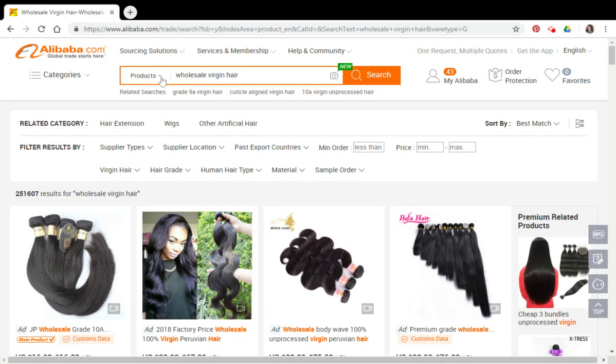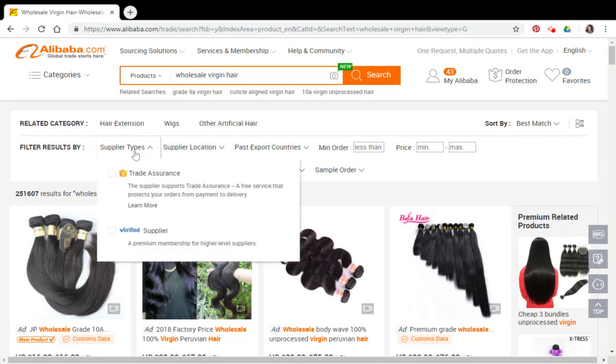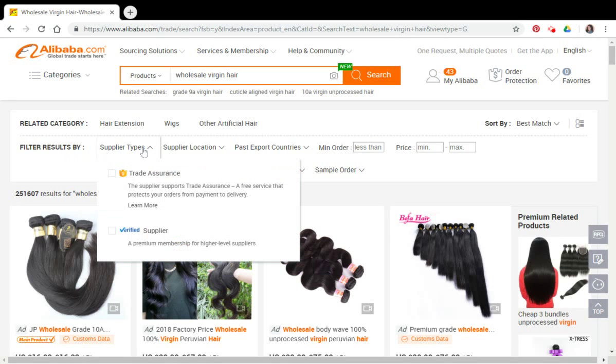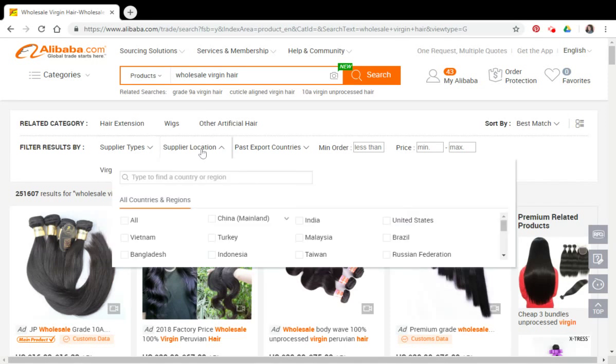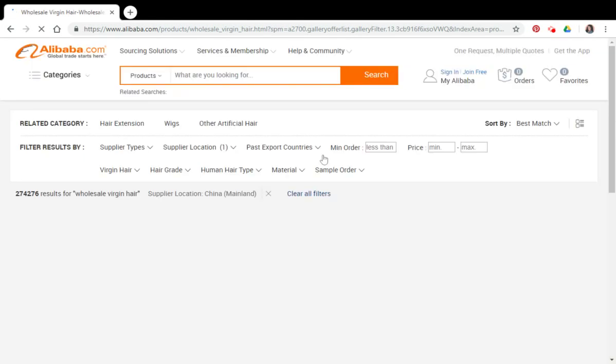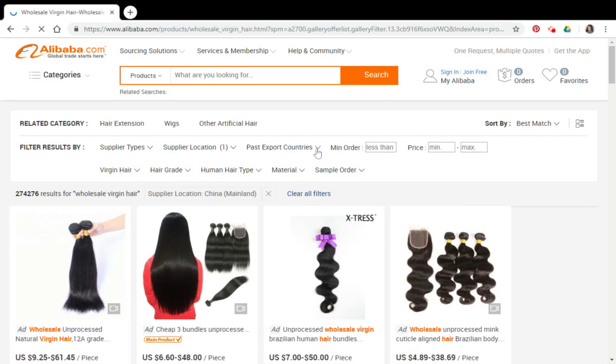So what I typed in was wholesale virgin hair. You want to make sure that your related category is on hair extensions. In the filter area, you'll see filter by supplier types. Now, all of the companies on Alibaba.com are going to have some type of trade assurance and verified. They're all going to have some type of certificate, so you don't have to worry about that. Because we're looking in China, you could filter for China, and that's pretty much the only filtering that I am going to do right now.